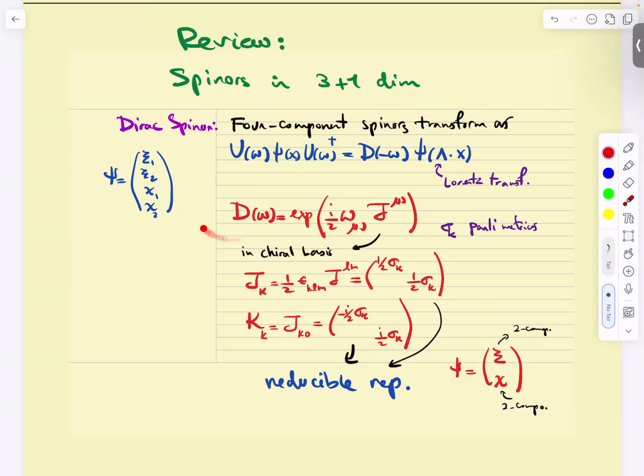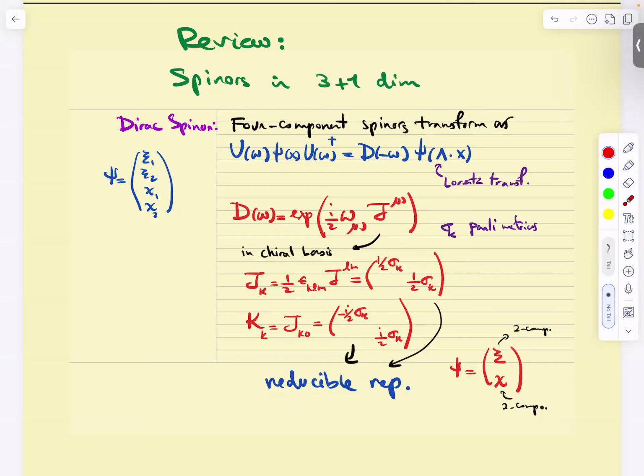All right, so what are these matrices? These are the exponential of i over 2, omega mu nu, J mu nu. J mu nu are the generators of Lorentz transformations, which you could use, with the epsilon tensor, to construct J's and K's. These K's are boosts and J's are rotations, right? Now you should recall that the way that we constructed these in terms of these block diagonal matrices was through the Dirac algebra, exponentiating the solutions to the Dirac algebra.